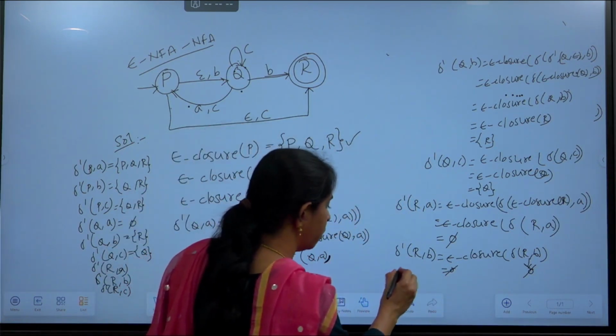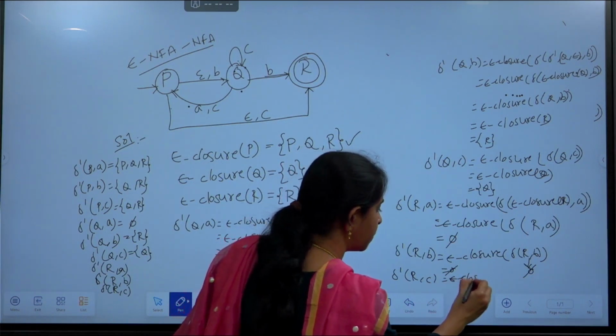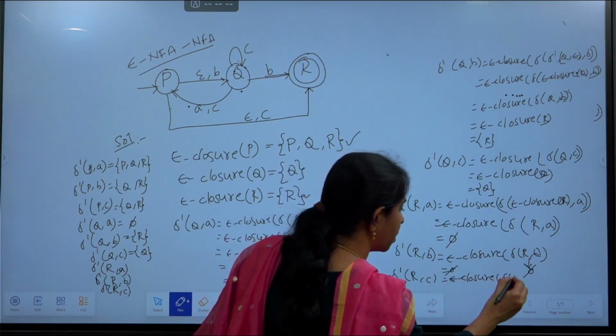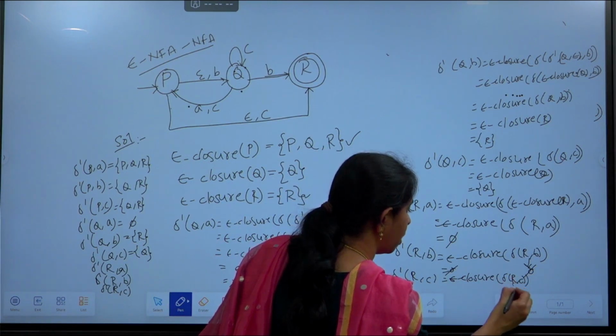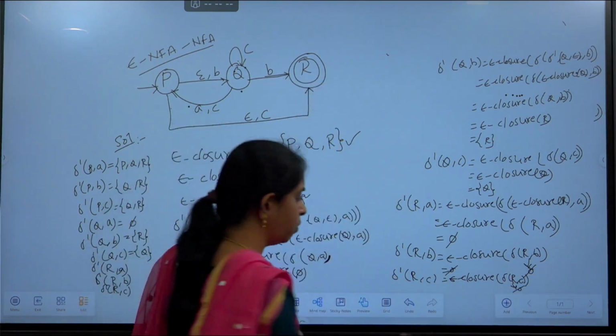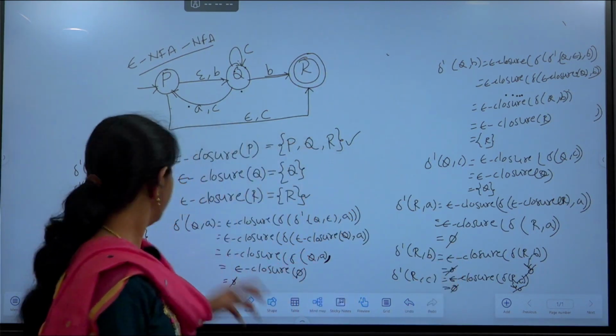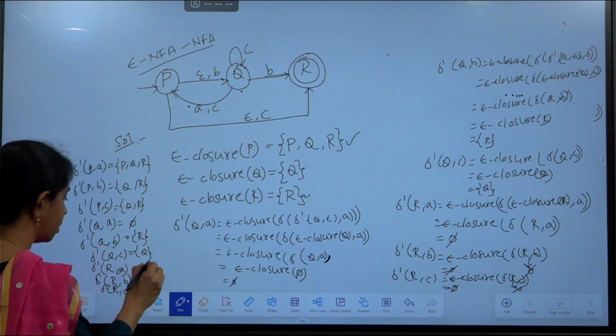Again delta dash of R comma C. So that means we will get it as epsilon closure of delta of R comma C. That means again we have R comma C. From R we don't have any transitions. That is phi itself. So we will get phi. Write the answer.